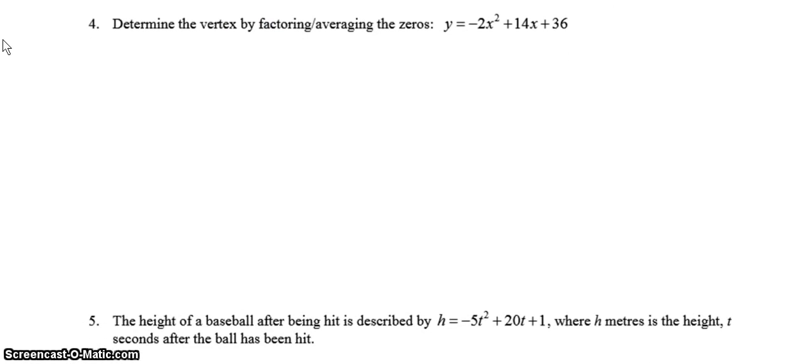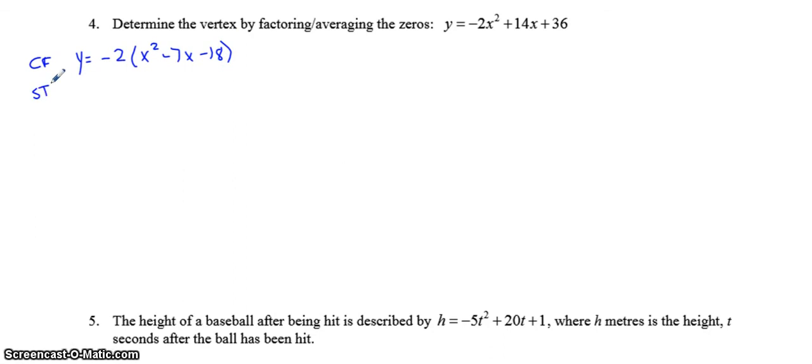To determine the vertex by factoring or averaging the zeros, you first have to factor the expression. So the first type of factoring is common factoring. So that means we can take a -2 out, and you're left with x squared minus 7x minus 18.